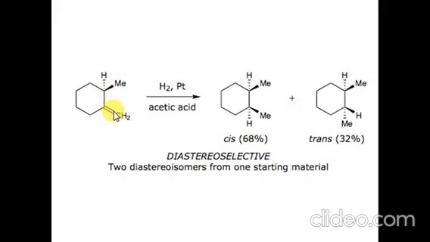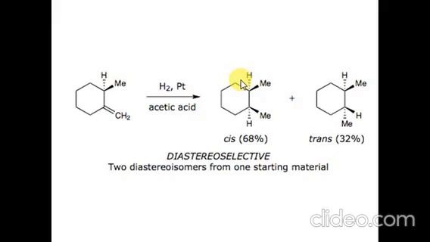When we carry out this reaction in the presence of acetic acid, we get two isomers, and you can see we have two stereogenic centers here. So you can determine the configuration of this stereoisomer. This carbon will have first preference, this will have second preference, and this methyl will have the third preference. Going from the first preference to the highest, this is clockwise.